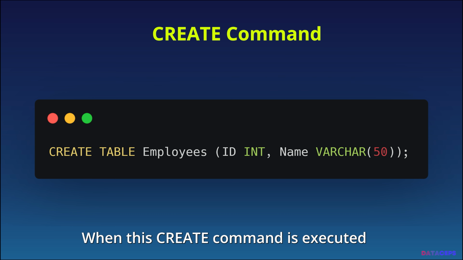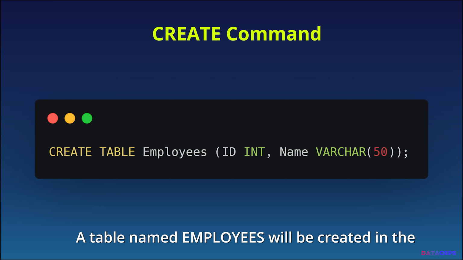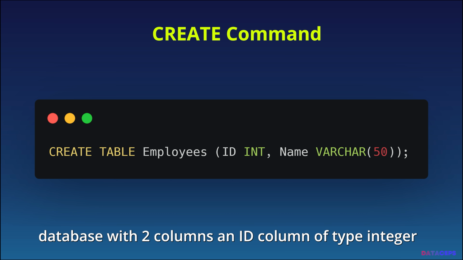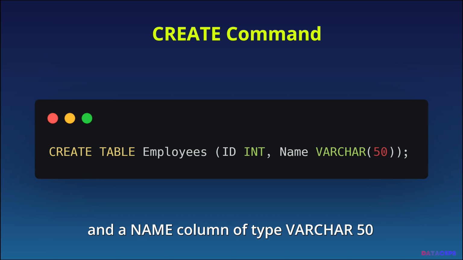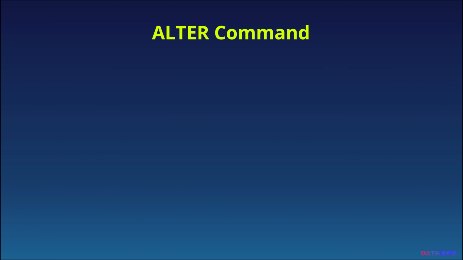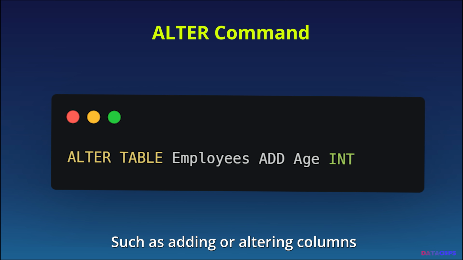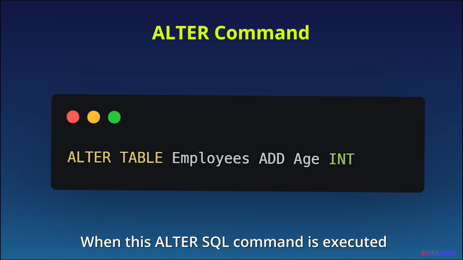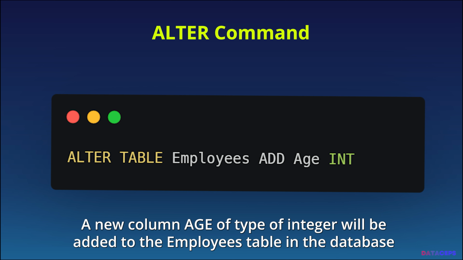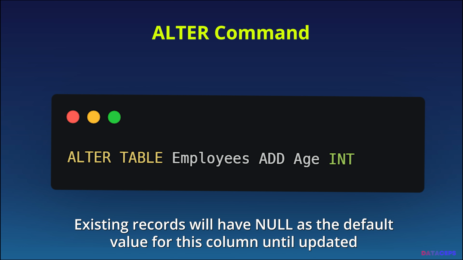When this create command is executed, a table named employees will be created in the database with 2 columns, an ID column of type integer and a name column of type varchar 50. Alter command. This SQL command allows modification of an existing database structure, such as adding or altering columns. When this alter SQL command is executed, a new column age of type integer will be added to the employees table in the database. Existing records will have null as the default value for this column until updated.